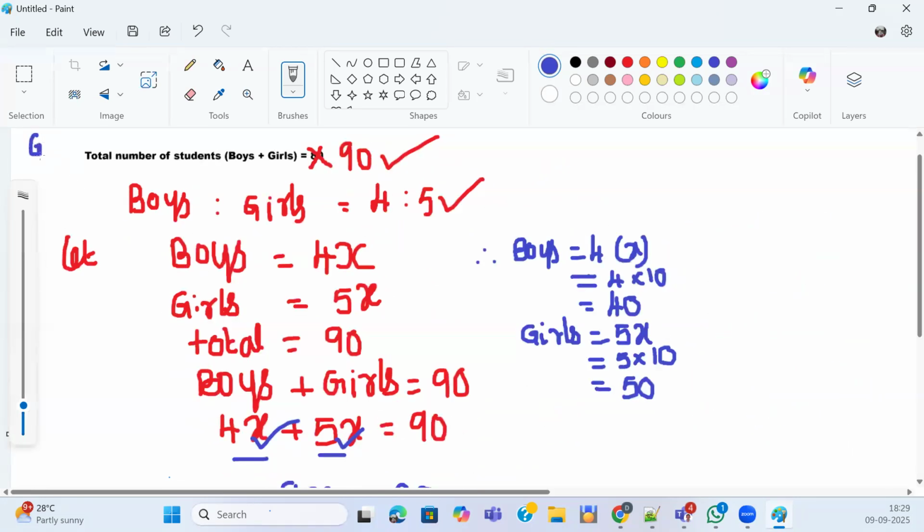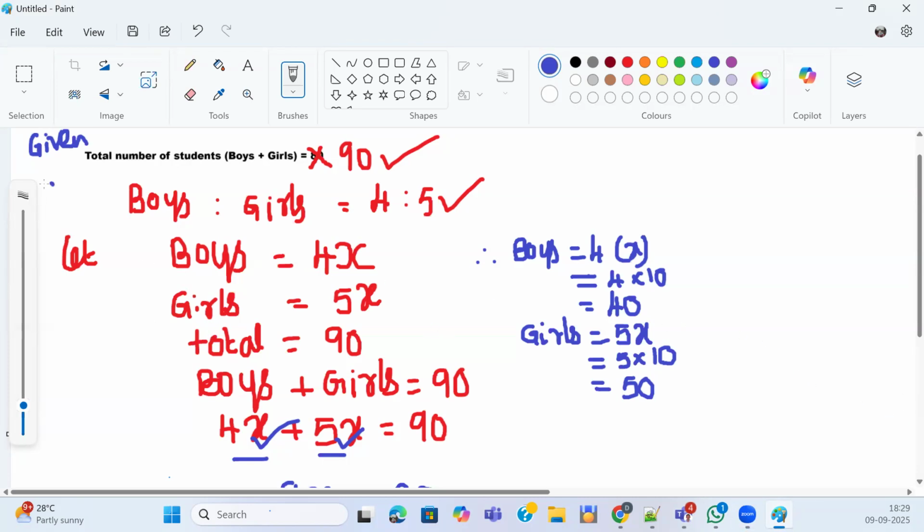Given that, you need to write the statements, my dear friends. Given that, I will tell you the shortcut. You need not solve this much. Given that, total number of students equal to, write neatly, total number of students equal to 90. Next line.